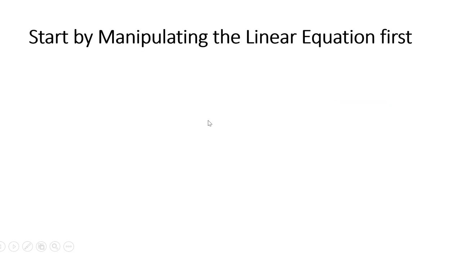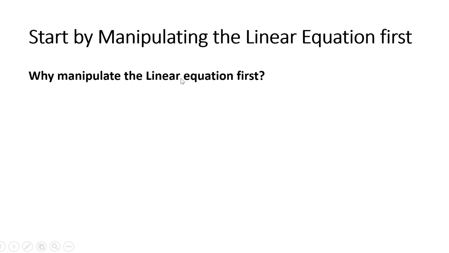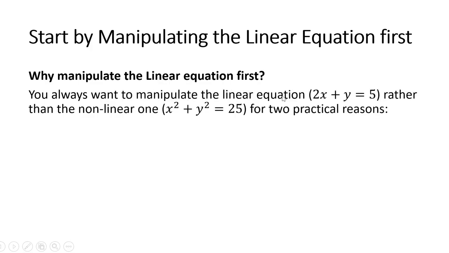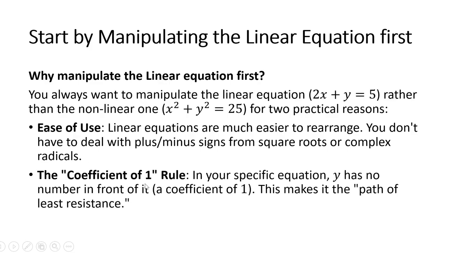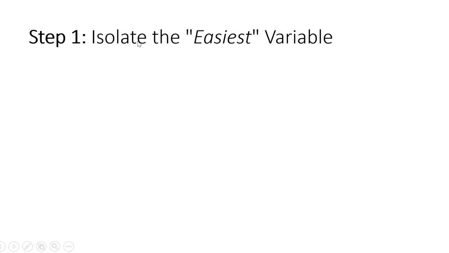So, where do we start? Start by manipulating the linear equation first. Why do we do this? We do this because you always want to manipulate the linear equation rather than the non-linear one, for 2 practical reasons. Firstly, ease of use. Linear equations are much easier to rearrange. You don't have to deal with plus minus signs from square roots or complex radicals. And the coefficient of 1 rule: in your specific equation, y has no number in front of it, which means it has a coefficient of 1. This makes it the path of least resistance.